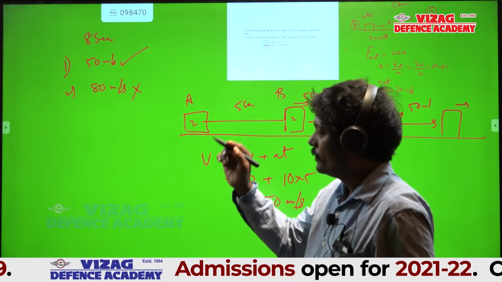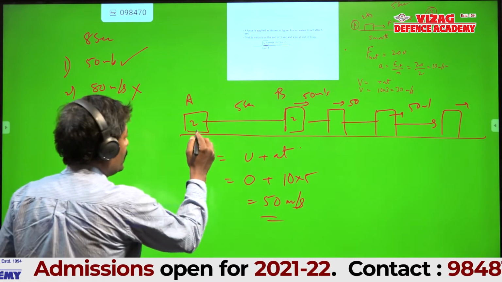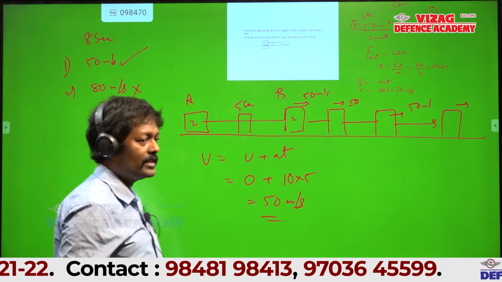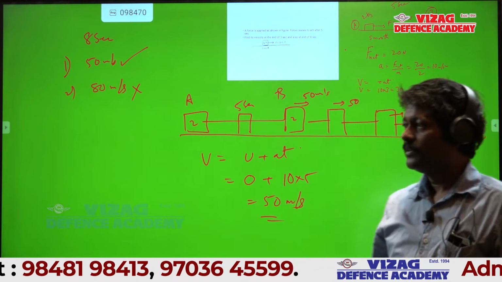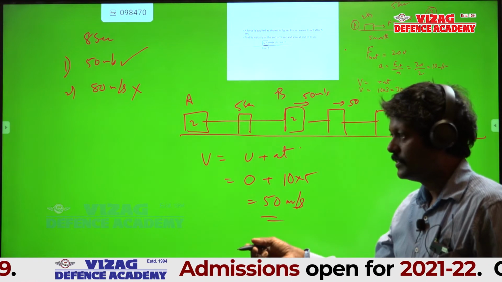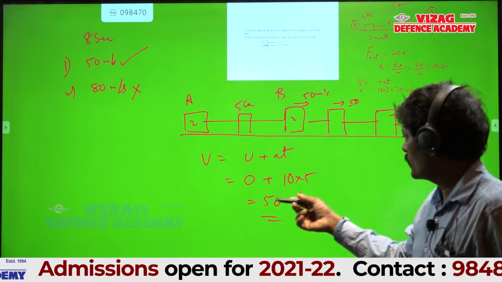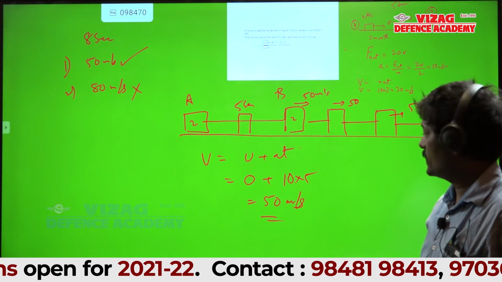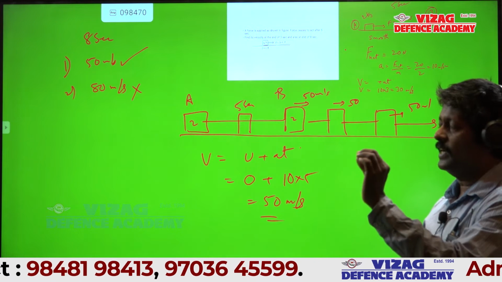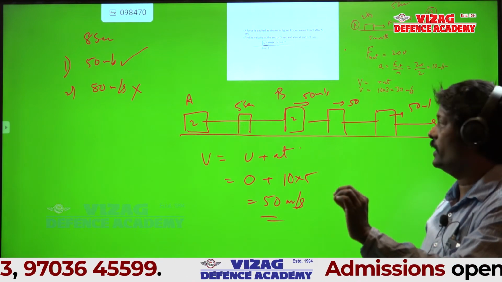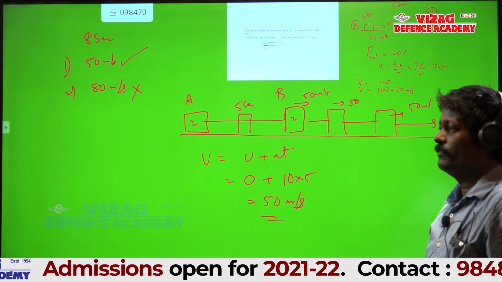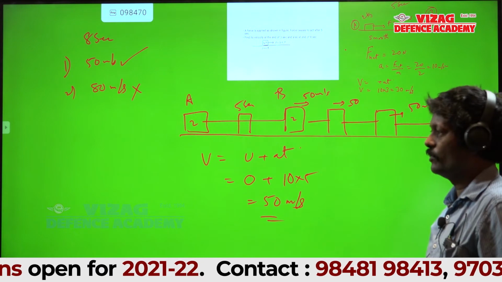Now, in the previous case, at the end of 3 seconds, the body is undergoing acceleration. That is why V equal to U plus AT. So at 3 seconds you got 10 into 3, 30. At 5 seconds, 10 into 5. Can anyone tell me what is the velocity at the end of 4 seconds? 40 meter per second. Very good.